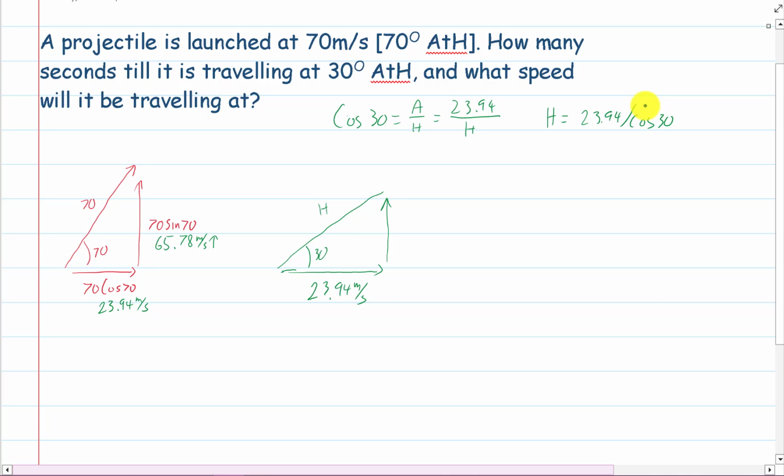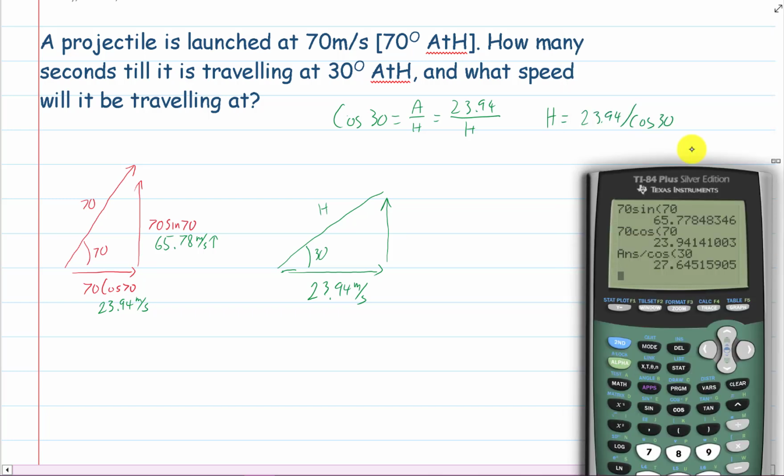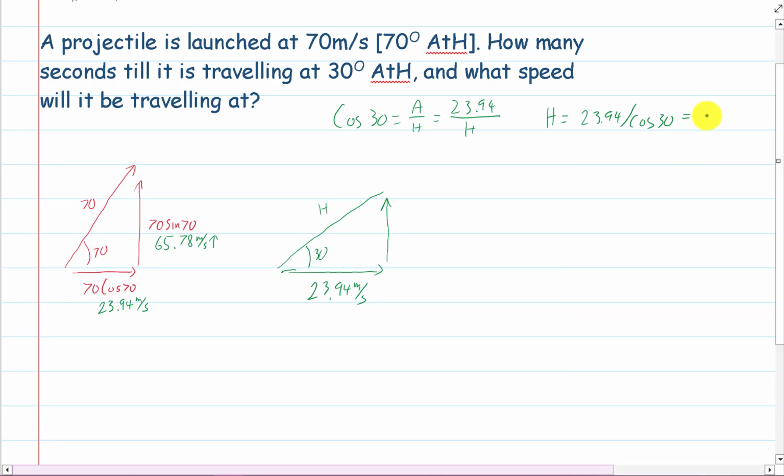So I will pull up the calculator here, take my last number there, and divide it by the cosine of 30. And I will have the speed that it's traveling at, the hypotenuse. This will be 27.65 meters per second.